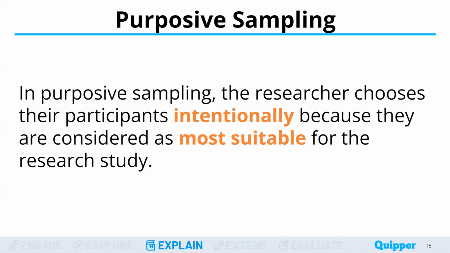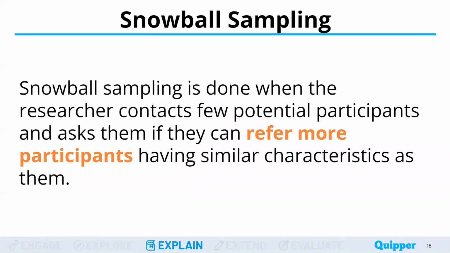In purposive sampling, the researcher chooses their participants intentionally because they are considered as most suitable for the research study. Okay. Pwede rin naman siya, no? Like, kasi syempre, kapag gusto talaga natin makuha yung appropriate na result, pwede tayong mamili. Like, intention yung pag-ano natin. Depende rin siya sa study. So, pwede natin magamit ang purposive sampling.